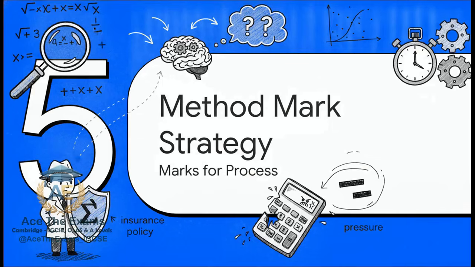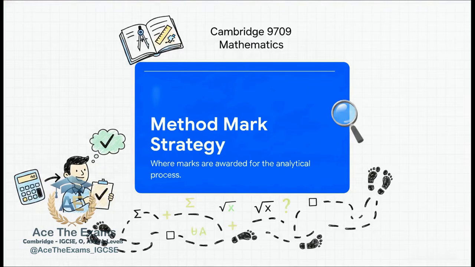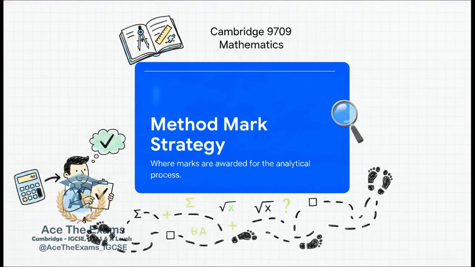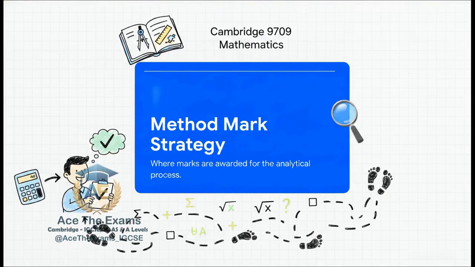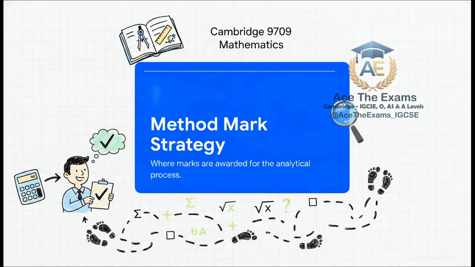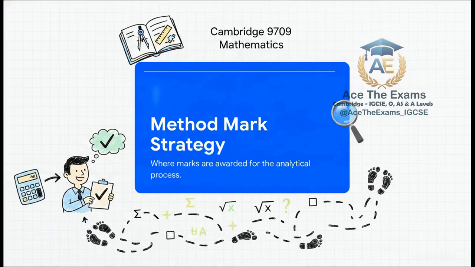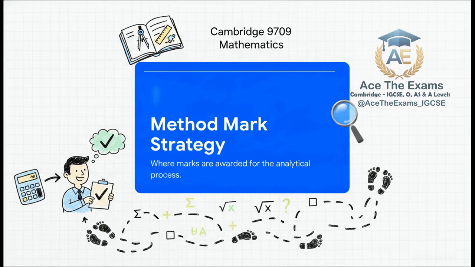Finally, Section 5, the final lifeline, method marks. So we've talked a lot about building a perfect case, but let's be real. What happens when you accidentally drop a negative sign because you're sweating under the pressure? I am here to offer you the ultimate insurance policy, the method mark strategy. In the Cambridge 7909 mathematics exam, method marks are awarded for demonstrating the correct analytical process, completely regardless of whether your final calculated number is actually right.